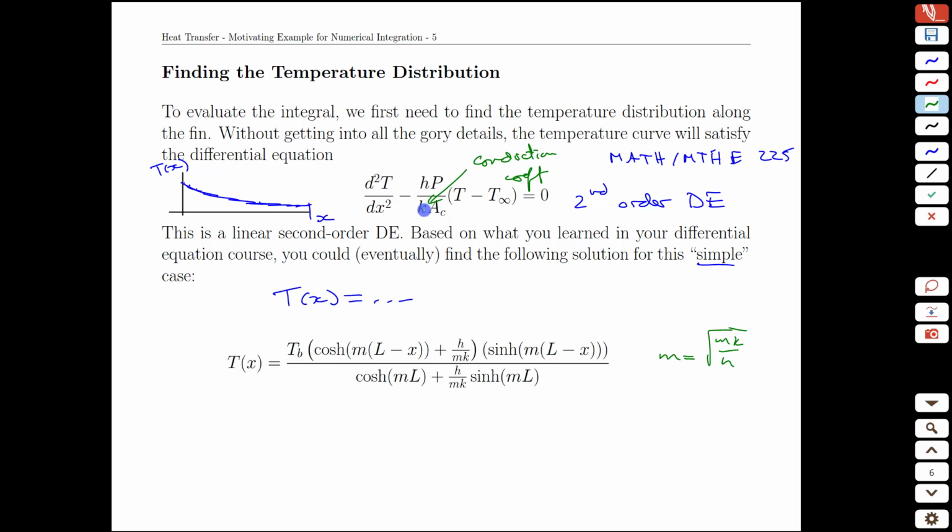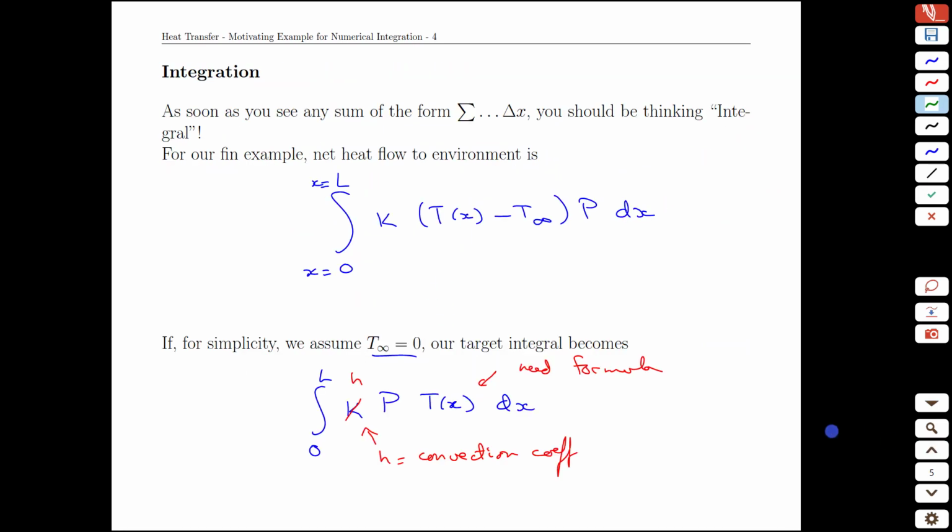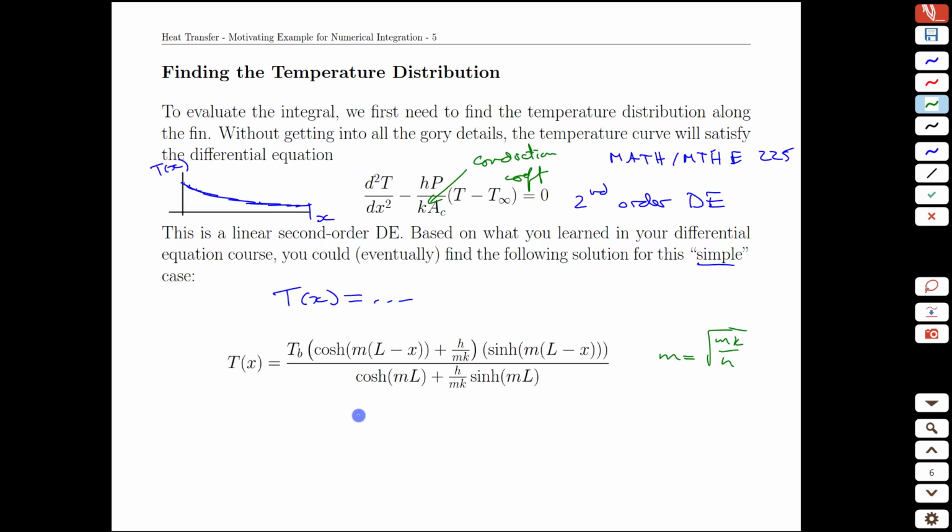You could find it. It would take a chunk of work. It would take about a page probably to get from here to here using the techniques from your differential equation class. However, that's not even the hard part. I mean, this is challenging. But then we also have the next step, which is we want to be able to integrate that. So our next step is to take this. Our goal here is to compute.